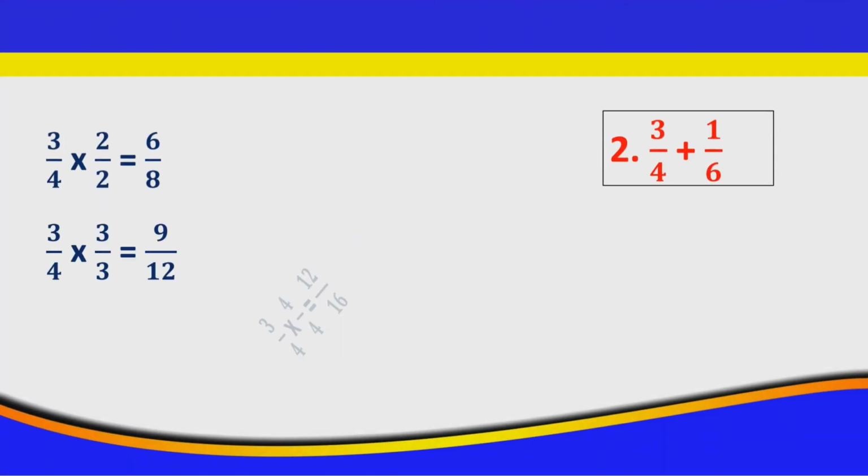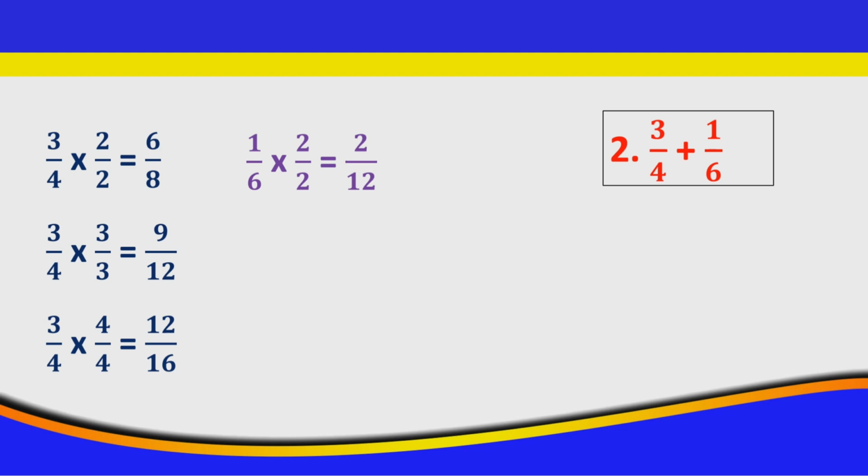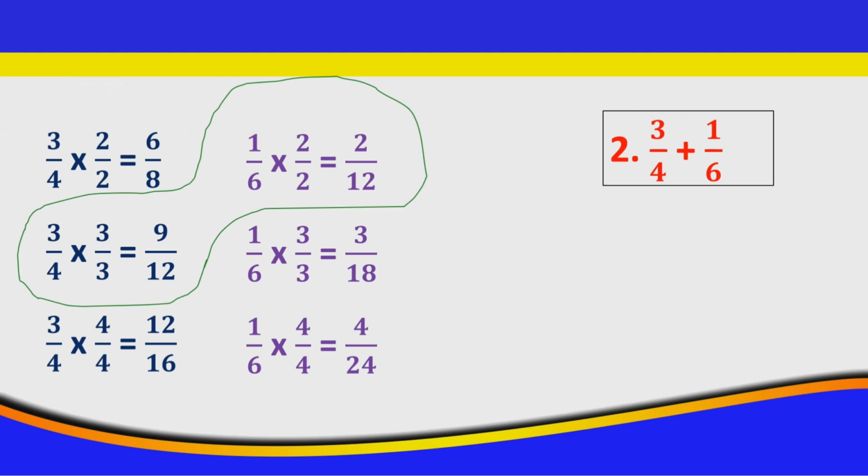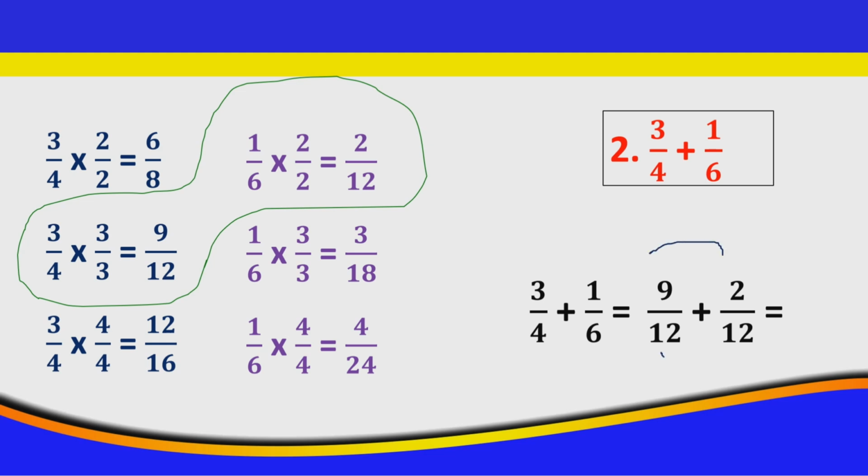Now, we are going to look for the equivalent fractions with the same denominator. And that is, yes, 9 over 12 and 2 over 12. So, we are going to change 3 over 4 and 1 over 6 to their equivalent fractions. And that is 9 over 12 plus 2 over 12. And then we add 9 plus 2, that is 11. Copy your denominator 12, so the answer is 11 over 12.